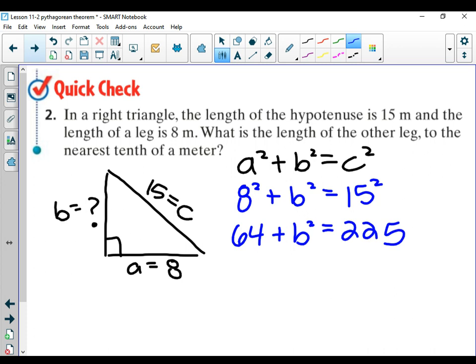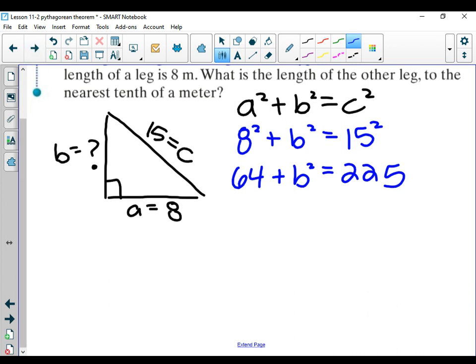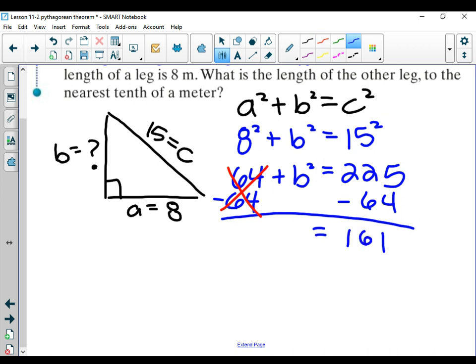How am I doing so far? You had 15 as C and 8 as either A or B. I subtracted the 225 and, what? I did the wrong number. Oh, I got 161. And then we have to square root that, and that's not perfect. Almost there.